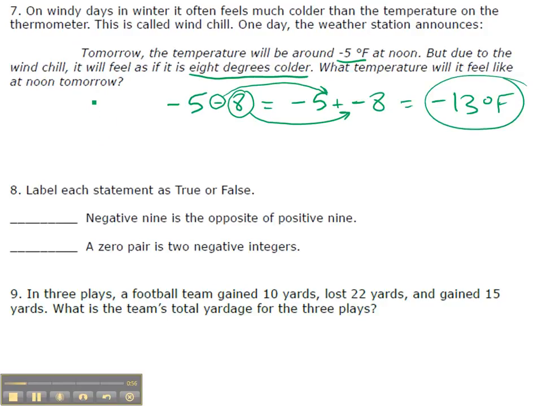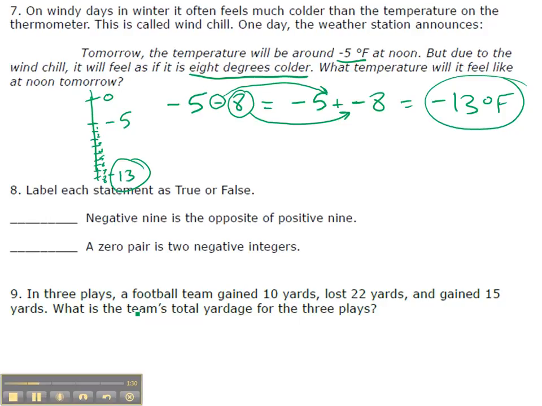Now many of you may have used a vertical number line instead, which is great. If 0 is here and the temperature is supposed to be -5, but it feels 8 degrees colder, we know it's going to be 8 below, since on a vertical number line the numbers get smaller as you go down. So -6, -7, -8, -9, -10, -11, -12, -13. -13 would be 1, 2, 3, 4, 5, 6, 7, 8 degrees colder. So that's another way to get the answer.